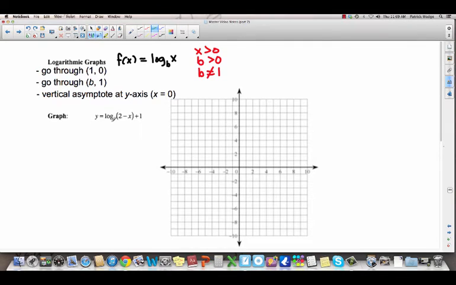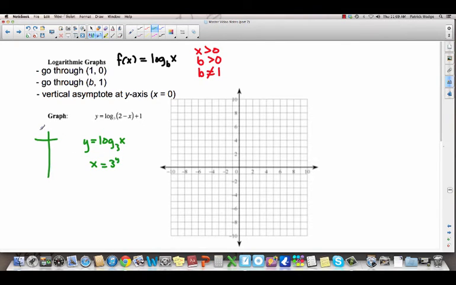Okay, now we're going to graph something. We're going to graph this big thing here. In order to graph this, why don't we start by graphing the mother function of this, which is just y equals log base 3 of x. So in order to graph that, this is the same thing as x equals 3 to the y power.